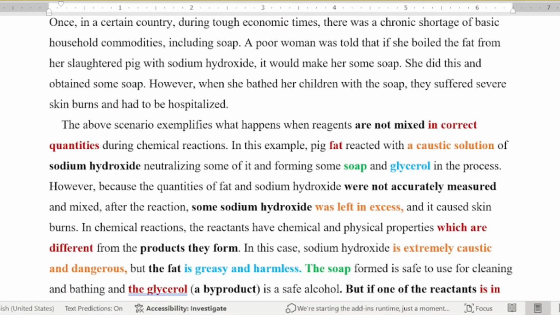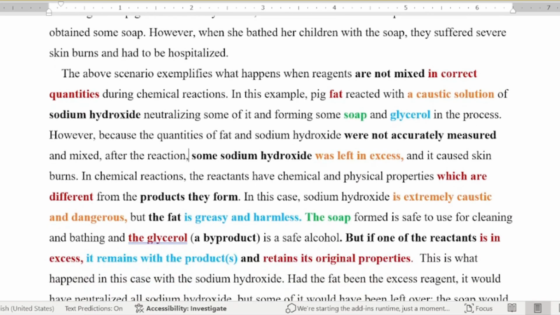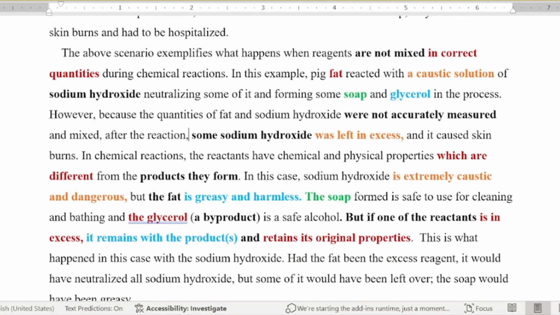Once in a certain country, during tough economic times, there was a chronic shortage of basic household commodities, including soap. A poor woman was told that if she boiled the fat from her slaughtered pig with sodium hydroxide, it would make her some soap. She did this and obtained some soap. However, when she bathed her children with the soap, they suffered severe skin burns and had to be hospitalized.